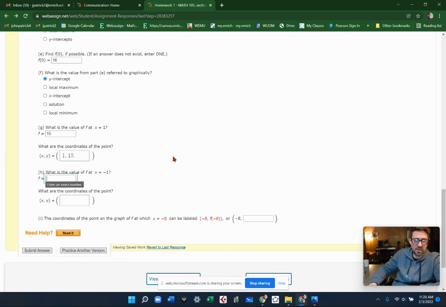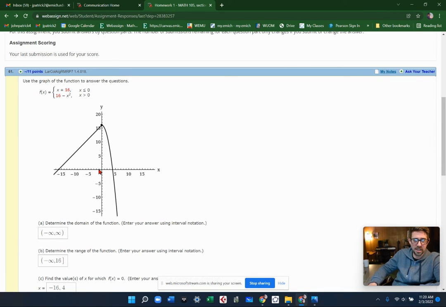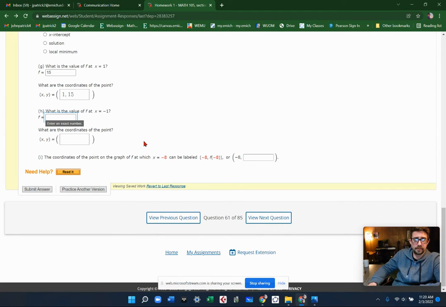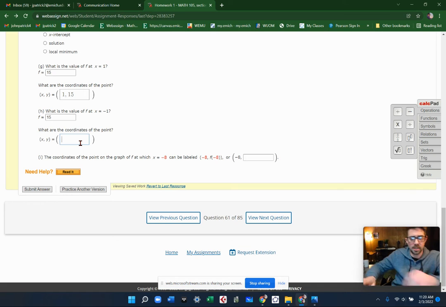What is the value of f of x when x equals negative 1? Looks like it's also 15, but again, we don't really need to trust just the graph. You can just use the definition for the function: 16 minus negative 1 squared. Negative 1 squared is 1, and 16 minus 1 is 15. So we're sure. And the coordinates of the point, again, this is just noticing that there are already parentheses there.